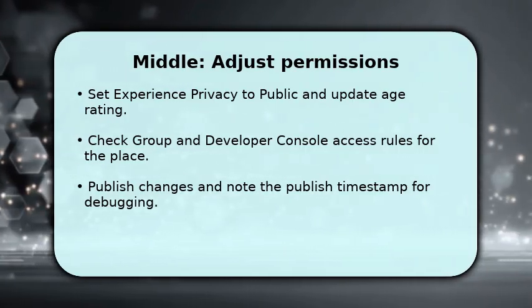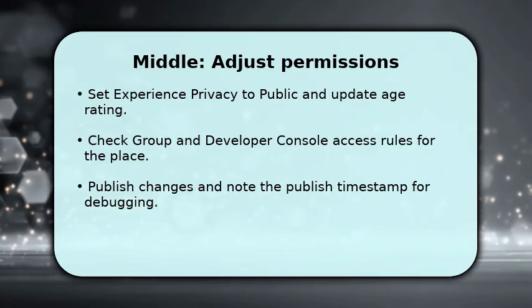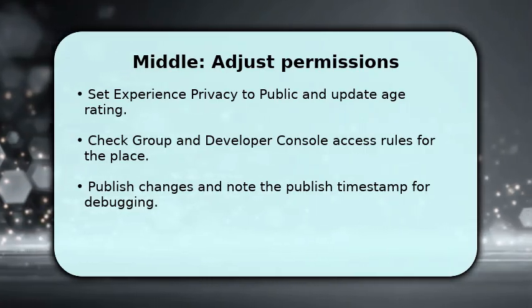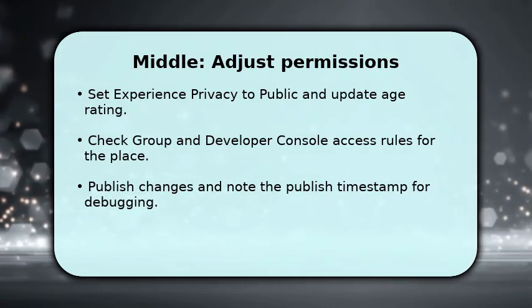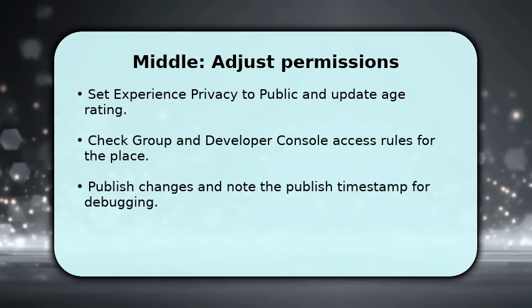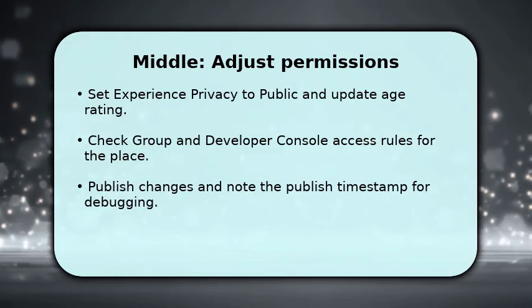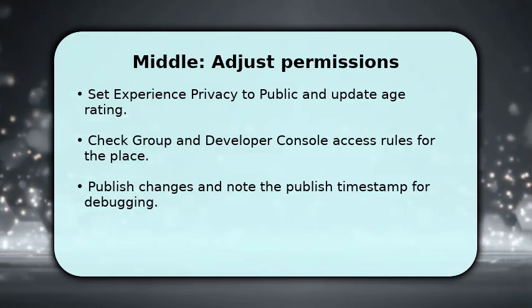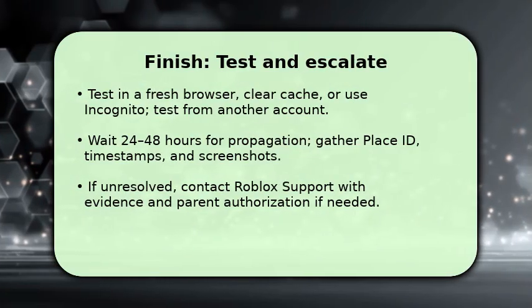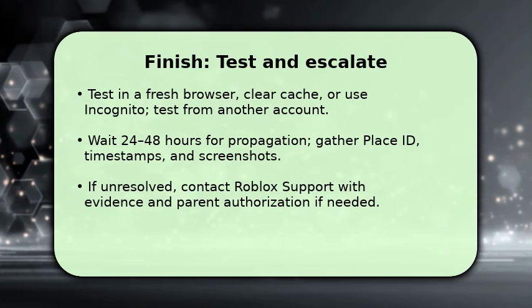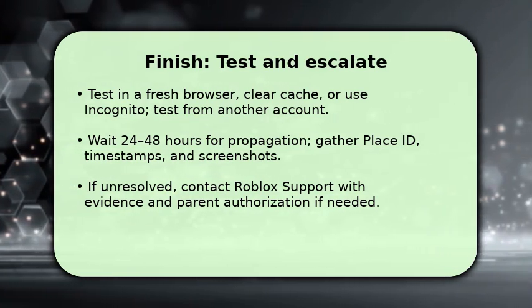Then inspect group roles, game access settings, and any developer team permissions in the developer console. Revoke any accidental deny rules. After making changes, publish the game and record the publish timestamp, so you can show when changes were applied if you need to escalate.